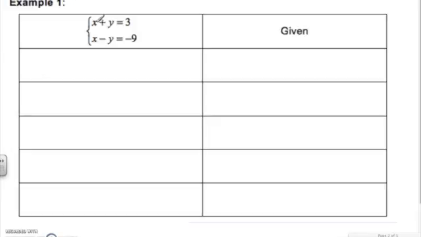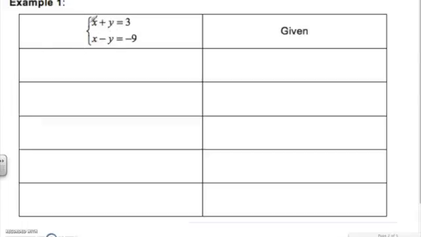So we're given this system of equations, x plus y equals 3 and x minus y equals negative 9. Now, remember, our goal is to try and eliminate or cancel out one of the variables so that we only end up with 1. So I'm going to try something here. I'm going to take my first equation, x plus y equals 3, and I'm going to try and add x minus y to both sides.